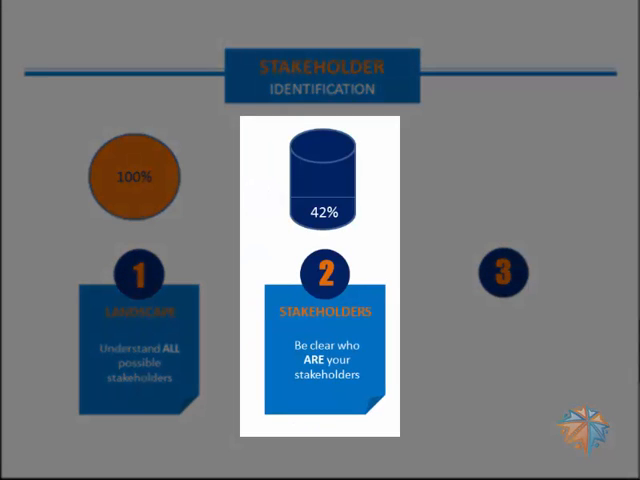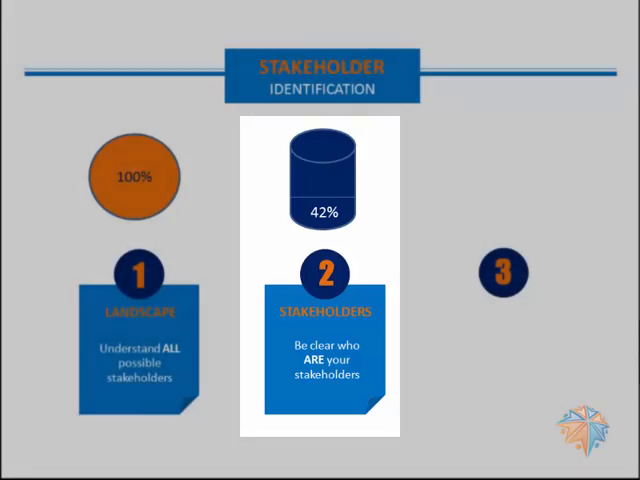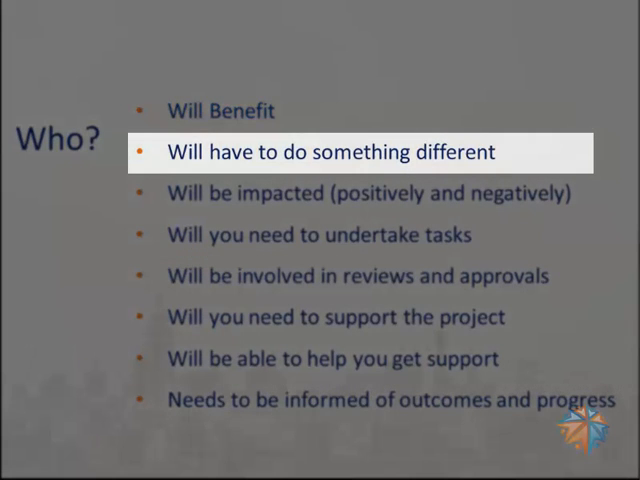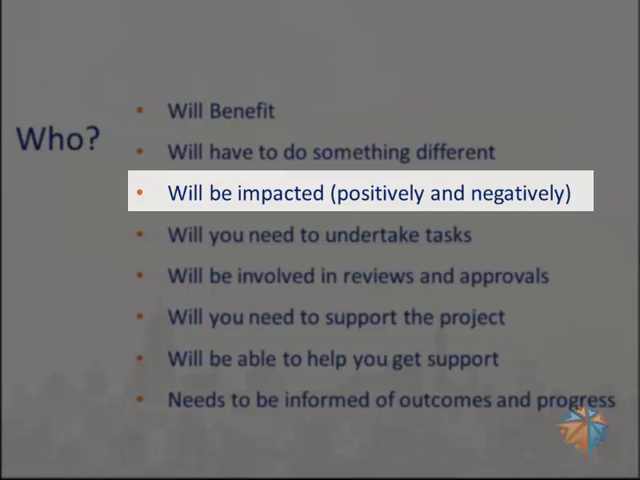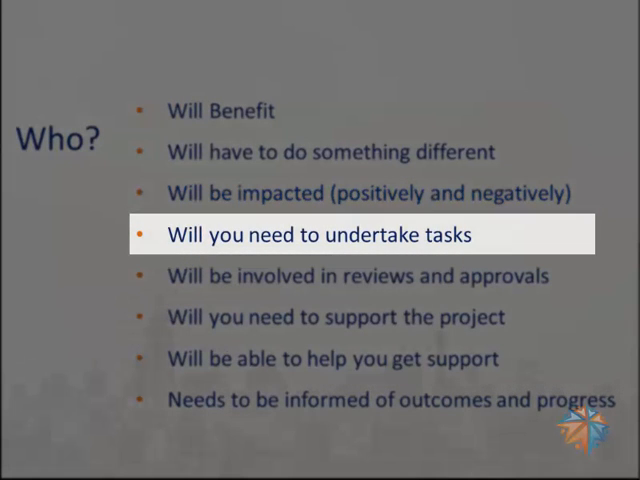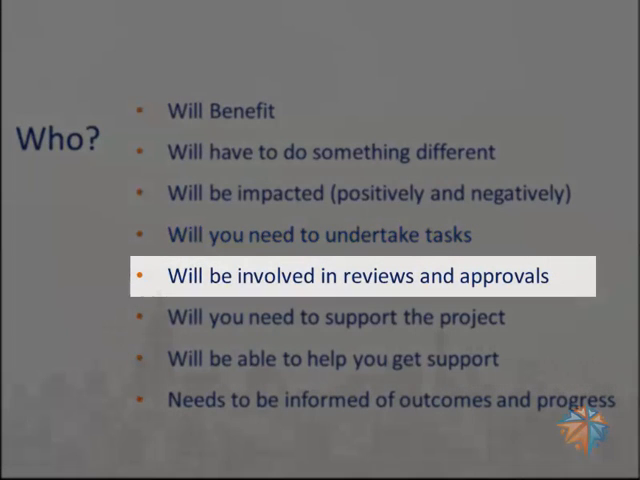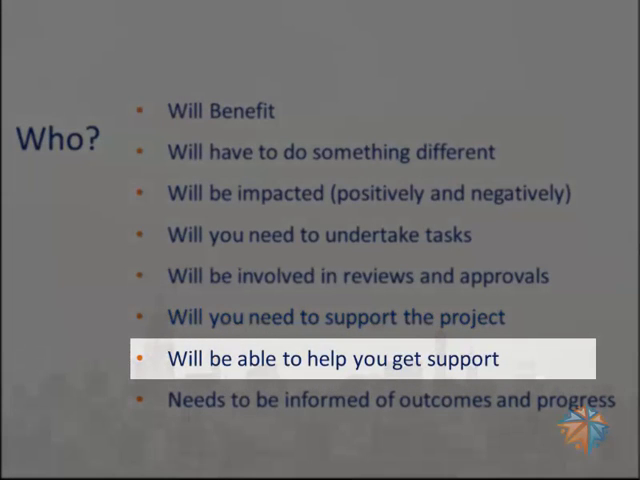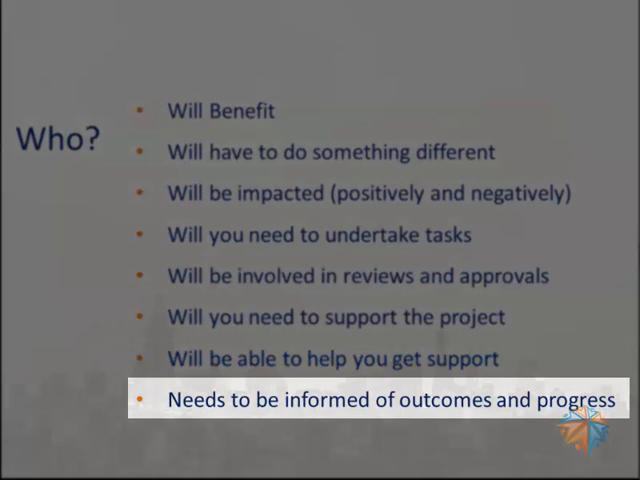Then he wanted to understand of that 100% landscape, who actually were his stakeholders. So to understand that, he wanted to be clear on who was going to benefit from his project. Who would have to do something different? Would there be a new system they would have to interact with? Would they have to undertake a new process? Who was going to be impacted in any way, shape or form, either positively or negatively? Who was he going to need to actually undertake tasks to successfully deliver his project? Who was going to be involved in reviews and approvals? Who was he going to need to support his project to get it over the line? And who is going to be able to help him get that support? And importantly, who was going to need to be informed of outcomes and progress through the life of the project?